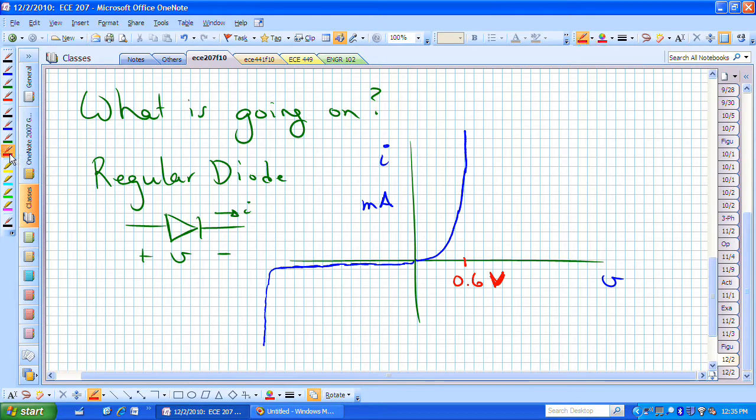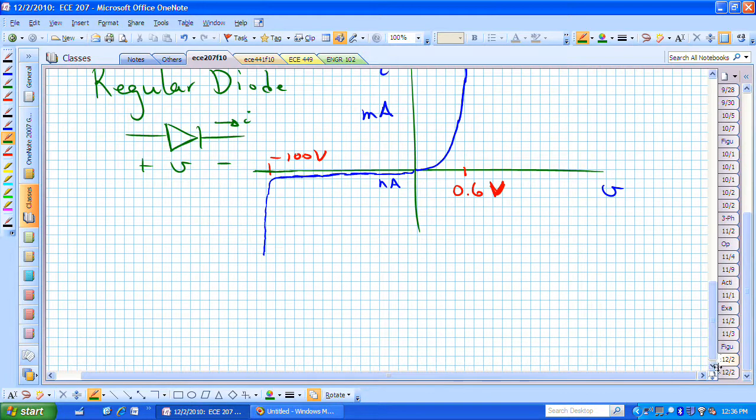And with a regular diode, this breakdown voltage, let's just say that it's out there near the hundreds of volts or minus 100 volts. And the current, my scales are not necessarily consistent in the vertical direction. The positive half are in milliamps, but down here in the reverse biased direction, there's very, very little current flowing, and so it's in the nanoamp region. That's what a regular diode looks like.